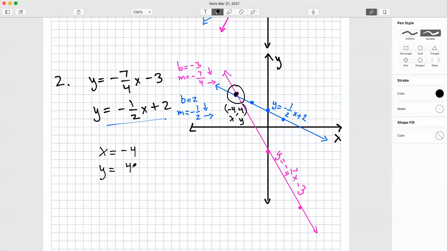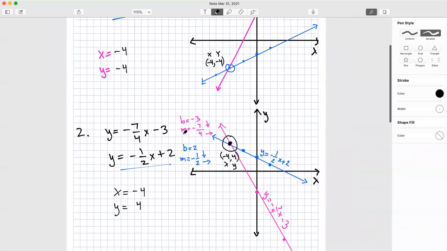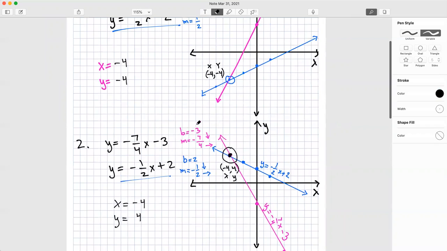There are many other ways to solve systems of equations, not just this way, but the reason we're doing this is so you can get a visual representation of what is happening when we solve a system of equations.